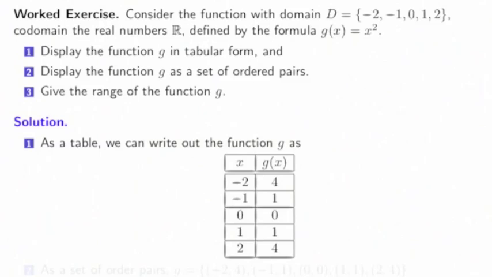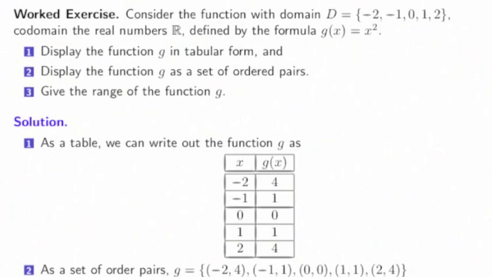First, as a table, we can write out the function g this way. The inputs x are in the column on the left, and the outputs are on the right. Minus 2, when you square it, gives out 4. Minus 1, when squared, gives out 1, and so on. As a collection of ordered pairs, we create our ordered pairs like minus 2, 4, and minus 1, 1, just coming from the rows of the table. 0, 0, 1, 1, 2, 4. 2, 4 means that the input 2 gives the output 4. What's the range? It's the collection of true outputs. Only 0, 1, and 4 occur as true outputs of the function g.